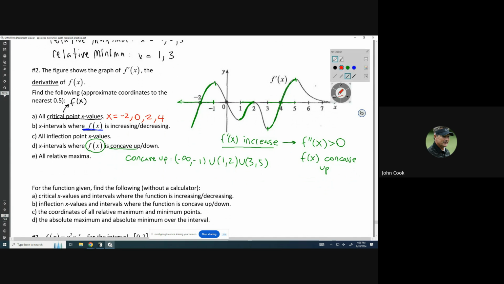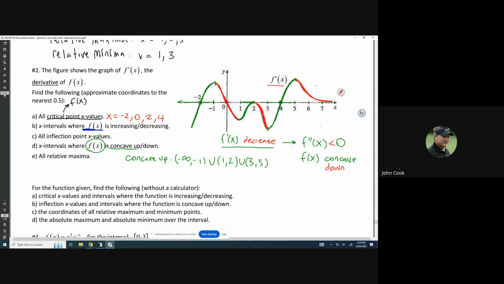All right, concave down is going to be the other stuff because it's decreasing. So if the derivative graph is decreasing, then its derivative is negative. And if the second derivative is negative, it means that the original function is concave down. So just to put that into perspective, if the derivative is decreasing, that means that its derivative is negative, so less than 0. And if the second derivative is less than 0, that means that the original function is concave down. Okay? So these are the intervals where the derivative graph is decreasing. So that means that the original graph is going to be concave down.